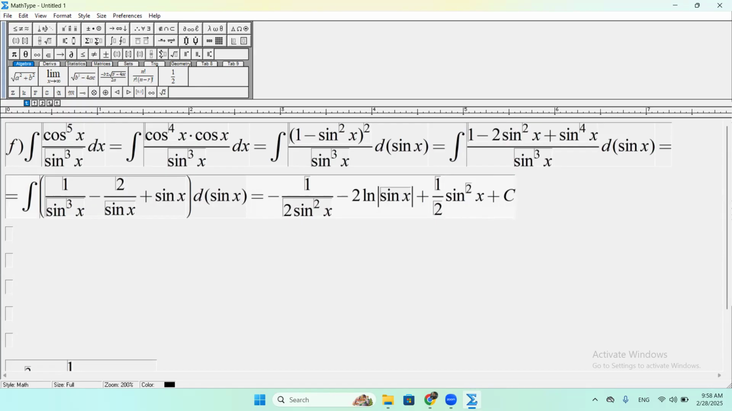So any questions about this exercise? So that's how we solve integrals when we have odd powers of sine and cosine. So we try to use the differential entry technique as much as possible. So the solution looks quite easy. So if no questions, let's move to the next exercise, exercise G.